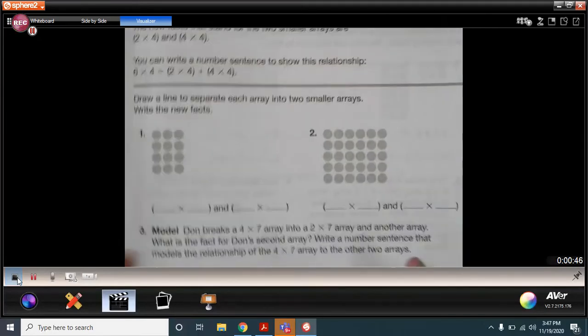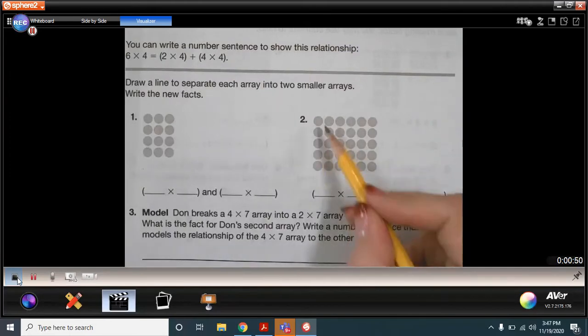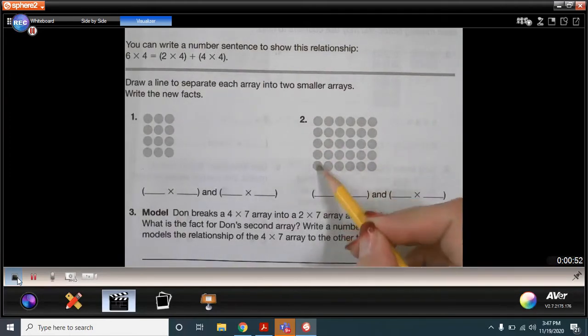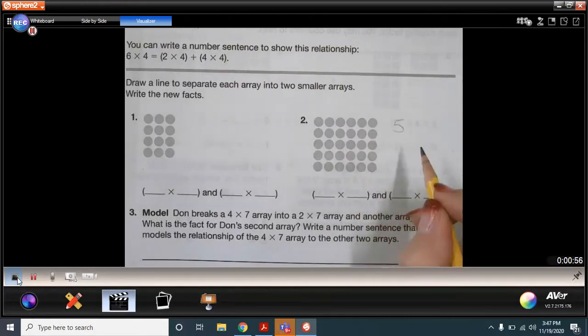So I wanted to start with number 2 since I did number 1 in class. I know that I have 1, 2, 3, 4, 5 rows, so I'm just going to write my equation as 5 times 1, 2, 3, 4, 5, 6.